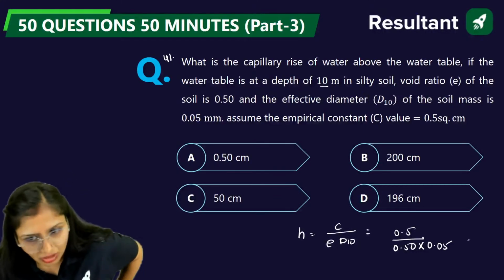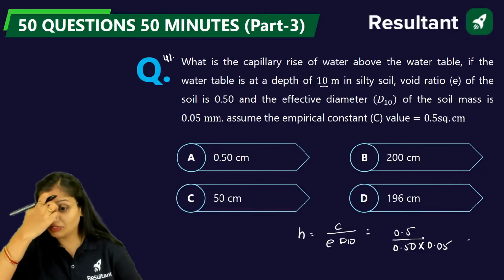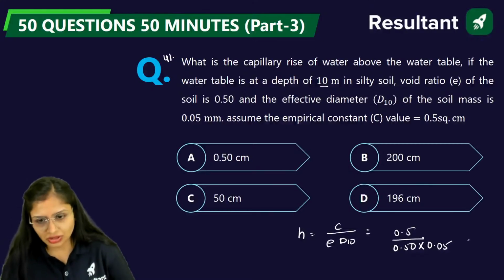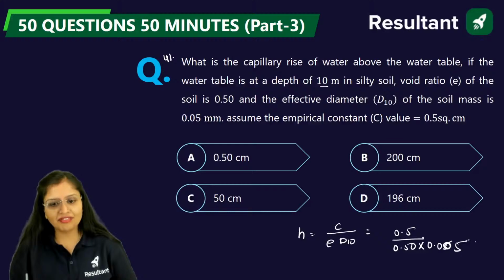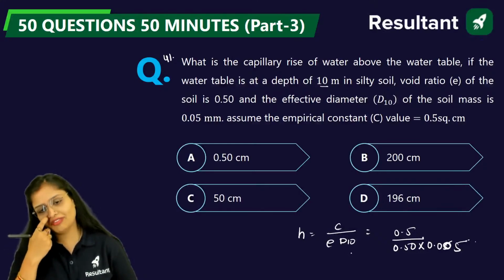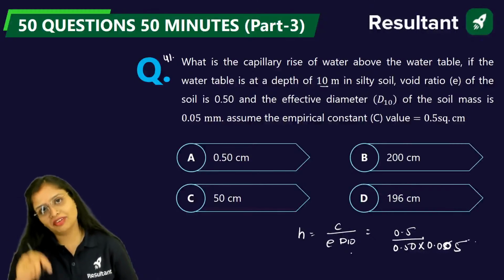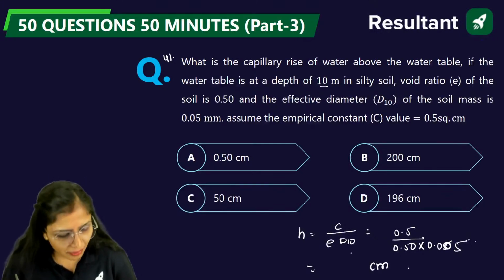And this is in mm, this is in centimeter, right? Convert any one of them. Either convert C or convert D10. Let me convert this into centimeter, divided by 10. D10 I have converted into centimeter. 0.05 mm is there, and 1 centimeter is equal to 10 mm, so I have divided by 10 because I am converting mm into centimeter, because I need the answer in centimeter. Now how much is it coming?